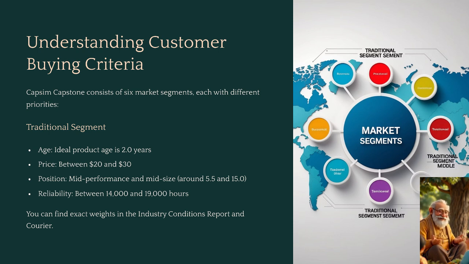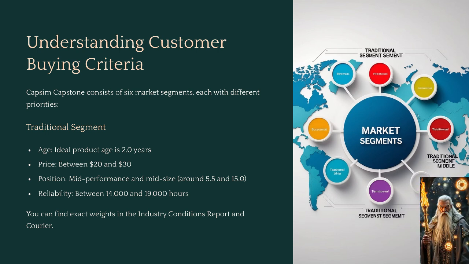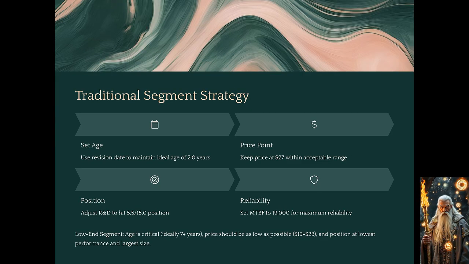1. Traditional segment. Age: ideal product age is 2.0 years. Price: between $20 and $30. Ideal position: mid-performance and mid-size, around 5.5 and 15.0 respectively. Reliability: between 14,000 and 19,000 hours. Strategy: set age using revision date. Keep price at $27. Adjust R&D to hit 5.5/15.0 position. Set MTBF, mean time before failure, to 19,000 for maximum reliability.